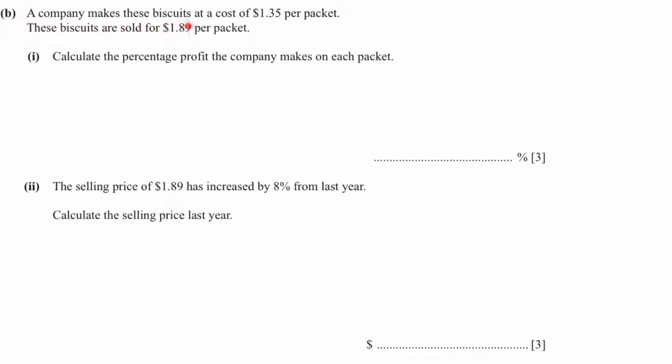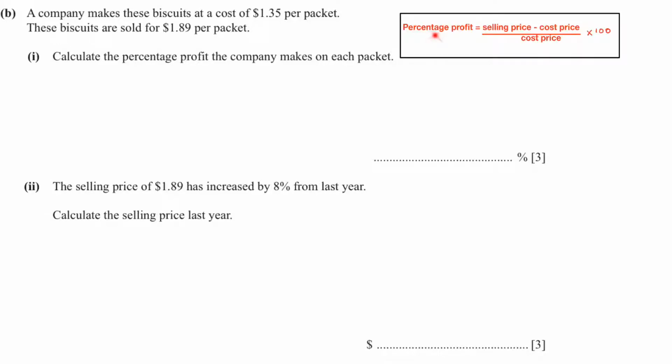A company makes these biscuits at a cost of $1.35 per packet. These biscuits are sold for $1.89 per packet. Calculate the percentage profit the company makes on each packet. To know this, you need to know a formula, that is percentage profit is equal to selling price minus cost price over cost price multiplied by 100.